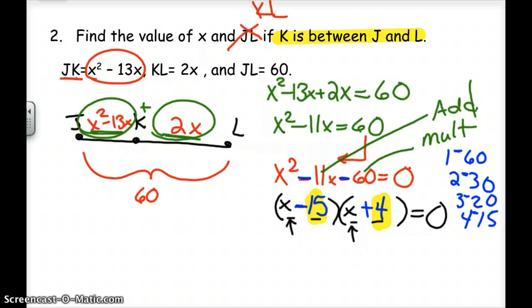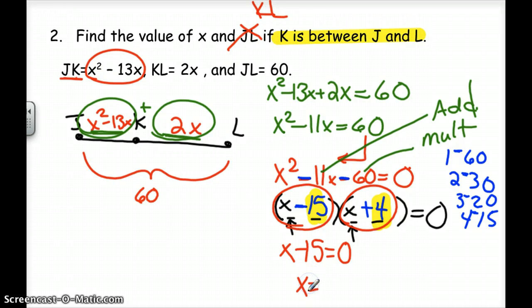Now negative 15 and 4 is not the answer. At that point, people, each one of these can be 0, so then you need to take x minus 15 and set it equal to 0. It's not negative 15, it's move the 15 to the other side, x is 15. And then the second one is x plus 4 equals 0, and move the 4 to the other side, so it's x equals negative 4.